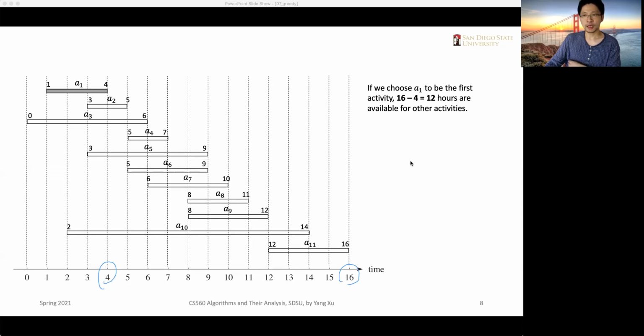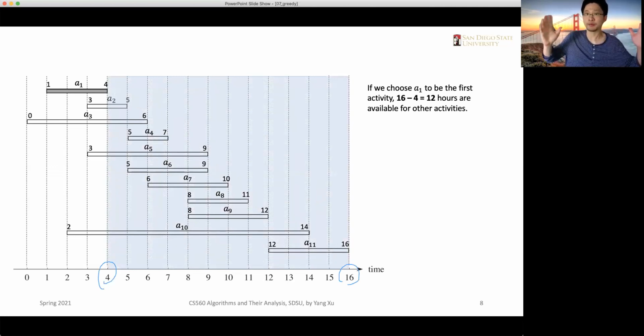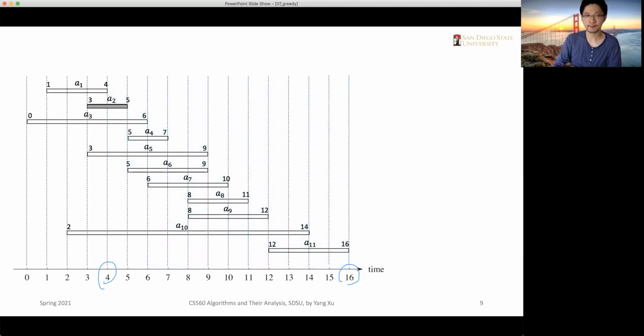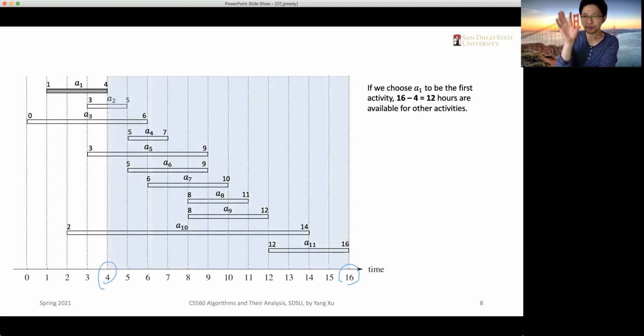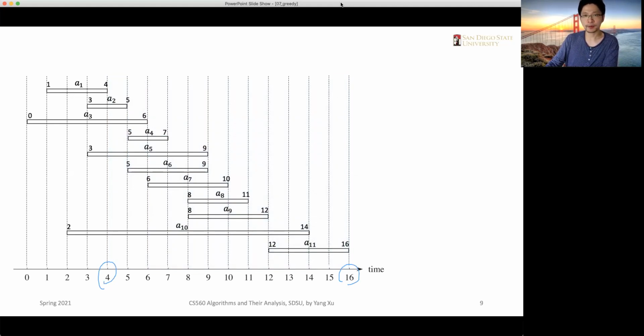Okay, so now our problem has changed. We are now considering the remaining part, not the original problem. We're considering the remaining part from 4 o'clock to 16 o'clock. So the problem becomes, which activity can we choose next among these available resources from 4 o'clock to 16 o'clock? Well, that is the outcome of choosing A1 to be the first activity. Okay, what if we choose a different one? What if we choose A2 to be the first activity?